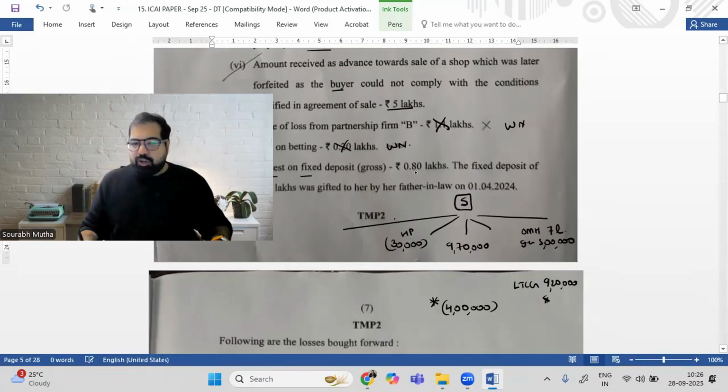Interest on FD gross is 0.8 lakh. The fixed deposit of 10 lakh was gifted to her by her father-in-law.